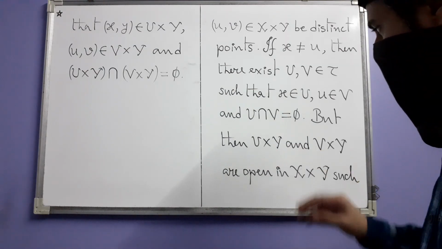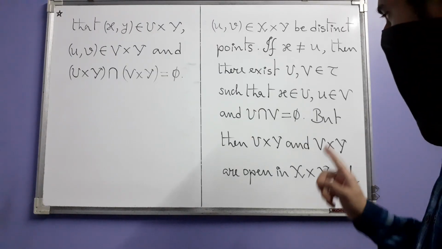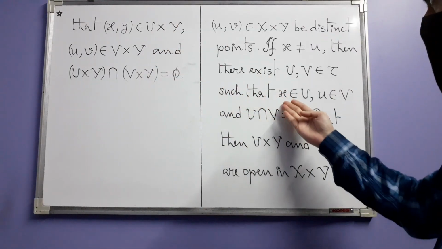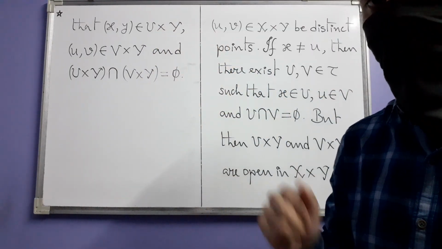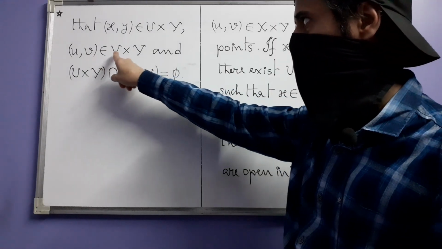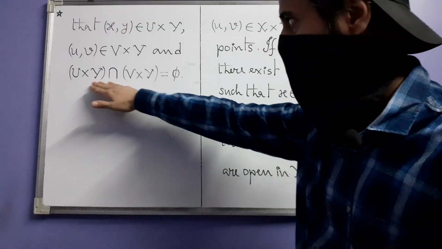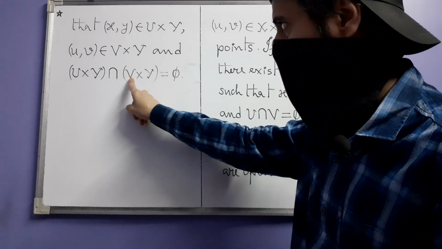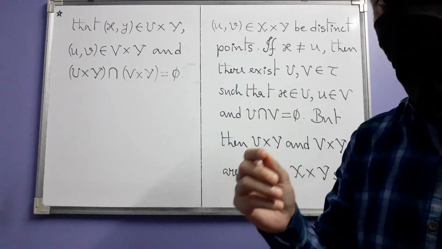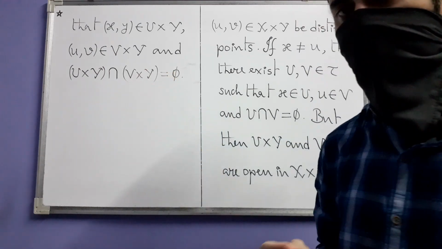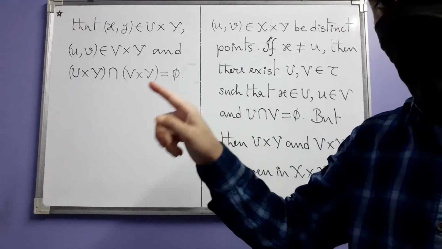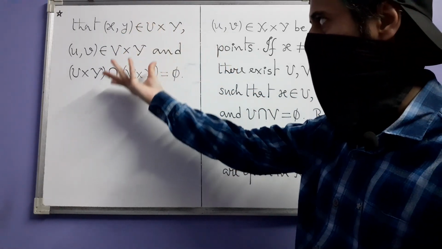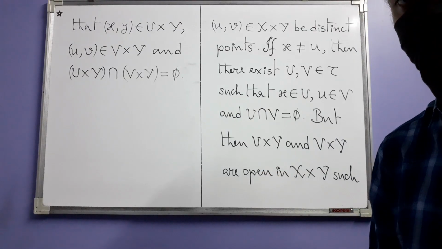In fact, they are actually basis elements for the product topology such that the first point (x, y) belongs to U × Y, because x belongs to U and y anyway is coming from Y, and the second point (u, v) belongs to V × Y, and these two sets are disjoint. Why are they disjoint? Because there is no common point between U and V. So you cannot possibly have an element that is common to these two sets because the first coordinate cannot belong to both U and V. That is why. So that's how you have separated these two points using disjoint neighborhoods in the product space.